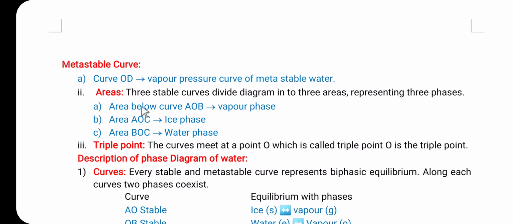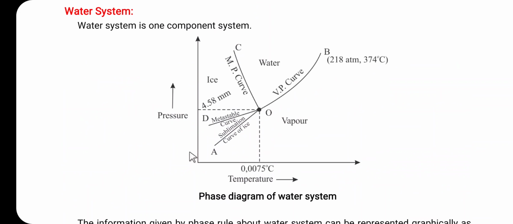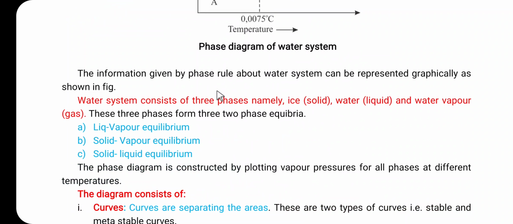Then here the areas. The three stable curves divide the diagram into three areas representing the three phases. The area below curve AOB is the vapor phase. Area AOC is the ice phase, and area BOC is the water phase. Already we have discussed this. So once again, area AOB is the vapor phase, area BOC is the water phase, and area AOC is the ice or the solid phase. So these are the areas.